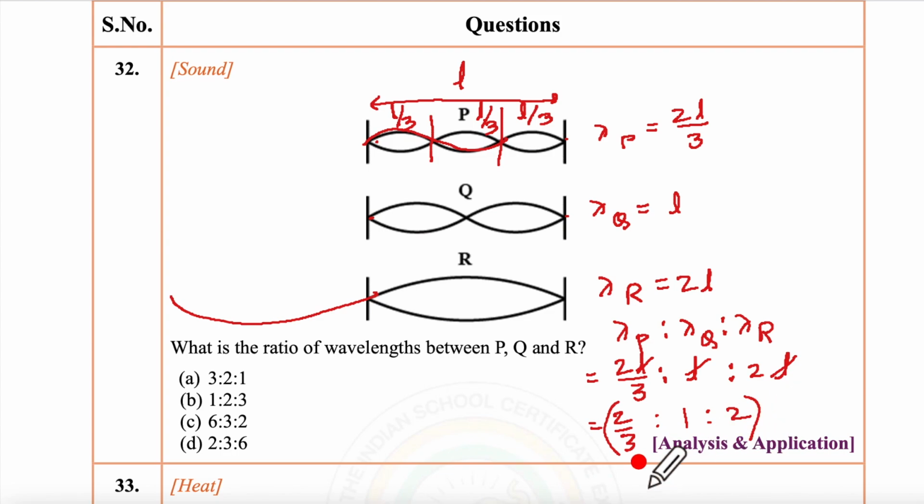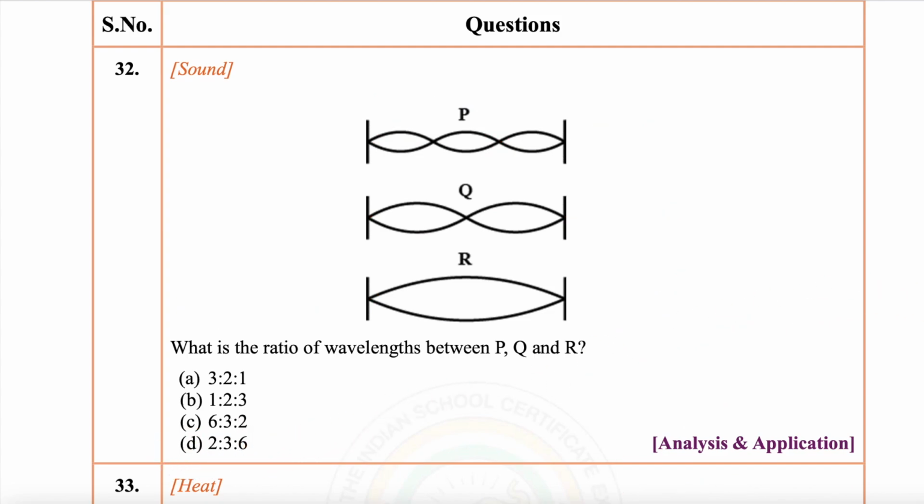In order to remove this fraction, we'll multiply all of them by 3. So you will have 2 is to 3 is to 6. 2:3:6, and that is option D.